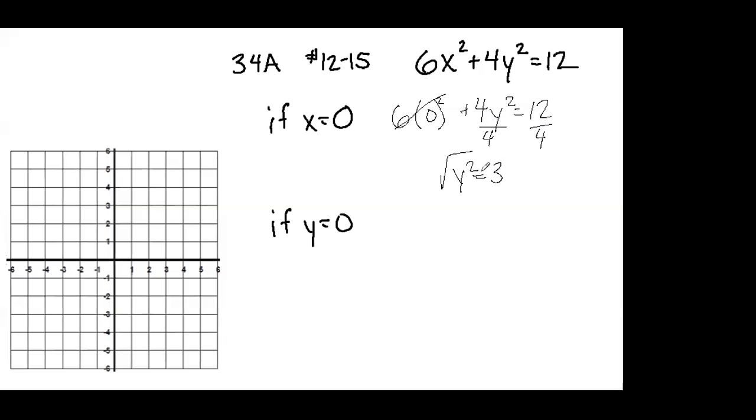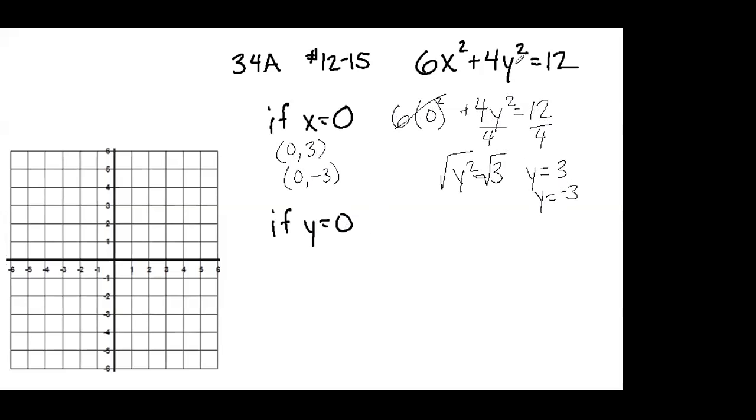When we take the square root, we can have y equals a positive square root of 3 or y equals a negative square root of 3. So we have to take both of these points into account. So the points are x is 0, y is square root of 3, or x is 0 and y is negative square root of 3.